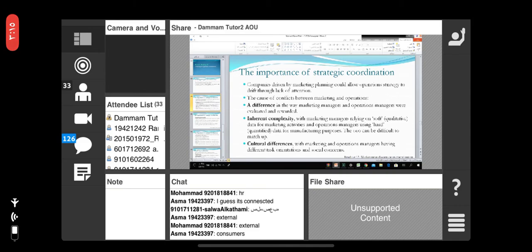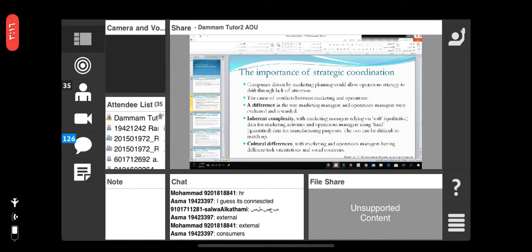Marketing, if you need to develop any kind of strategic coordination between two departments, لازم تعترف أول حاجة. First of all, you need to look for the differences between them, right? لازم نشوف الاختلافات بعدين then we try to coordinate this department. We need to know the difference between the operation and marketing. Difference in how the marketing manager and operation were evaluated.